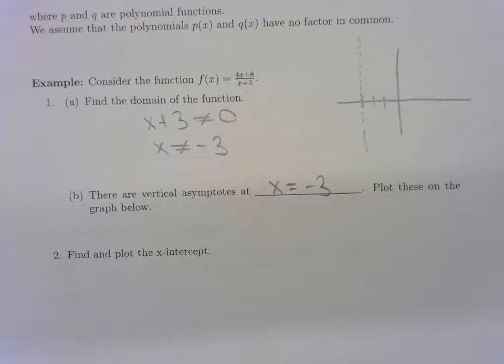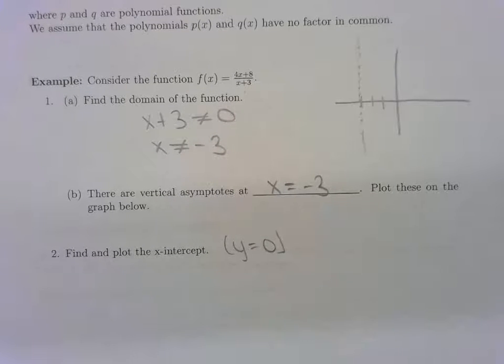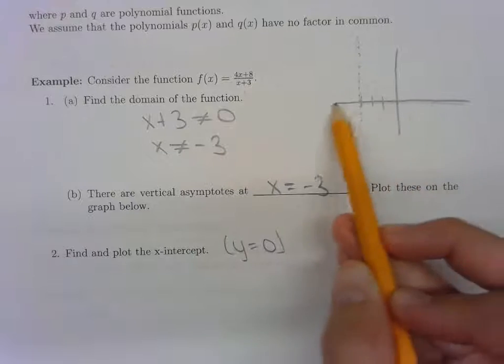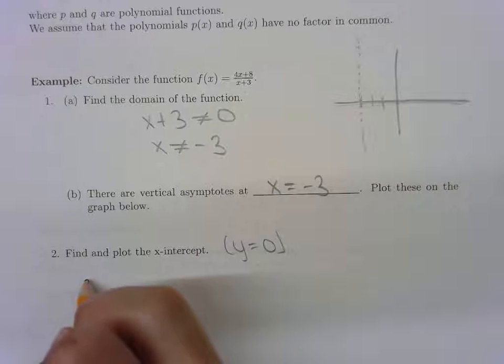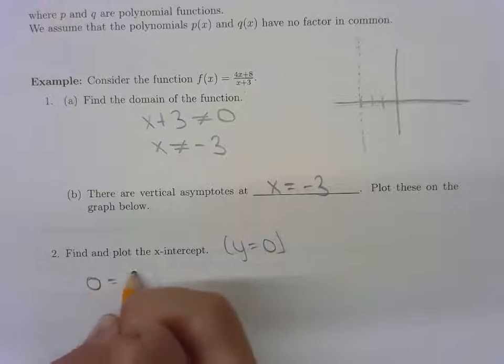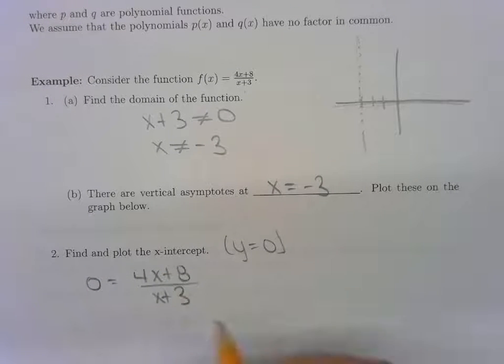Number 2, it says find and plot the x-intercept. So the x-intercept is where y equals 0, or where it crosses the x-axis. So we're looking for a point somewhere here. We want to set the whole function f of x equal to 0. So 0 equals (4x plus 8) over (x plus 3).